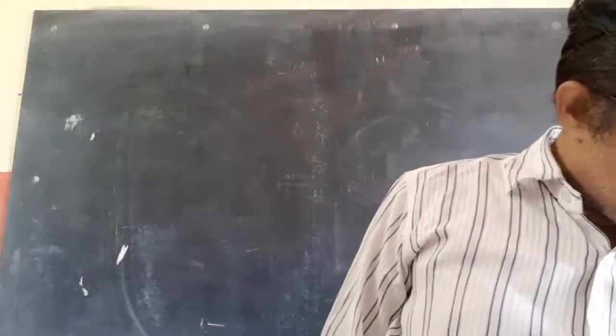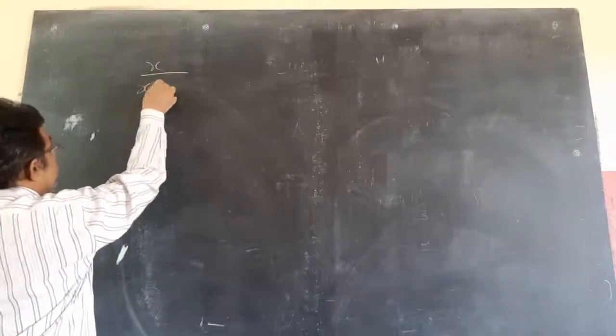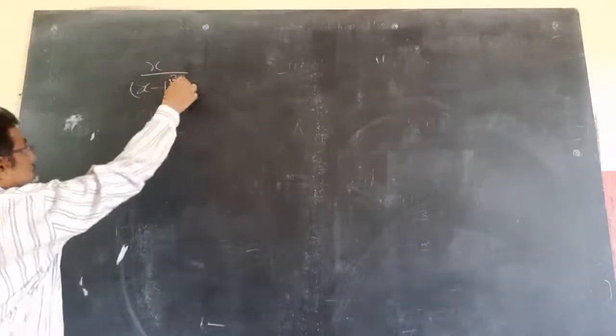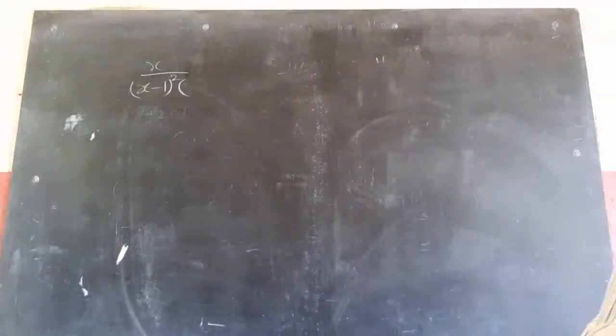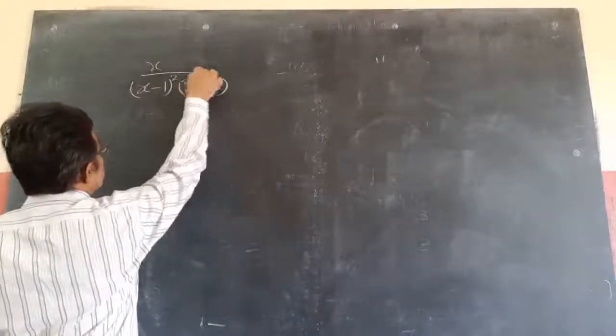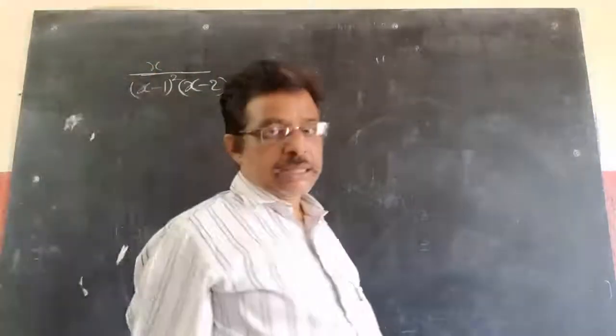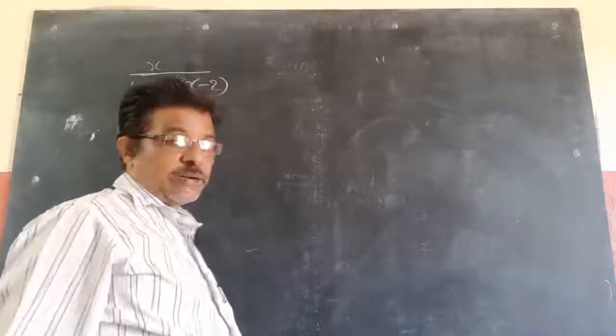Find the coefficient of x power n in the expansion of x by (x minus 1) whole square into (x minus 2). Same, resolve into partial fractions. Then we need to find the coefficient of x power n in the given expansion.